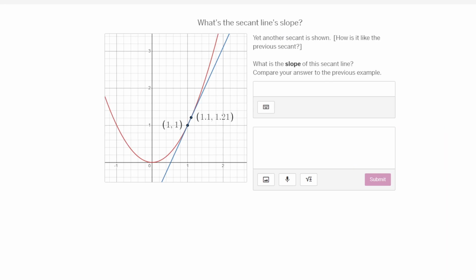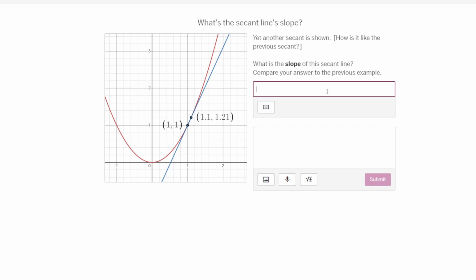Okay, so now let's take a look at this secant line. What is similar about this secant line to the previous example? Well, we see that one point is the same. The left point with coordinates (1, 1) is exactly the same. But what we've done is we've changed the right point and moved it closer to that fixed point (1, 1). We still have a positive slope for the secant line, but how is it different? So what is the slope of the secant line? And we're going to compare our answer to the previous example.